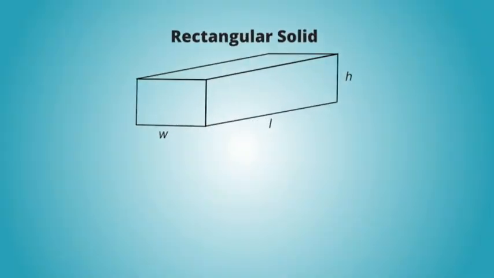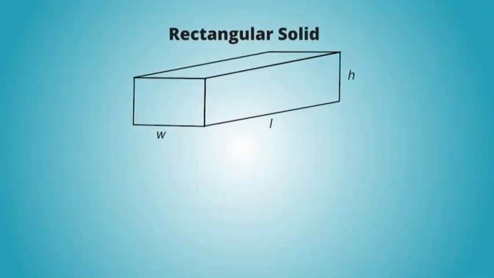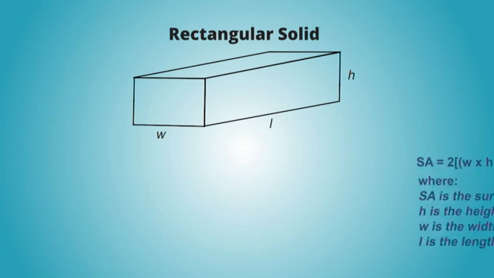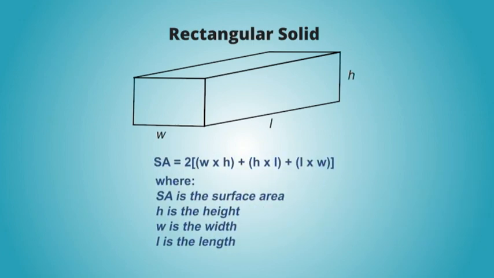Here are the formulas we need to get the surface area of the most common solids we will encounter. Rectangular solid. For a rectangular solid, the surface area is computed as follows. SA equals 2 times the quantity W times H plus H times L plus L times W, where SA is the surface area, H is the height, W is the width, and L is the length.